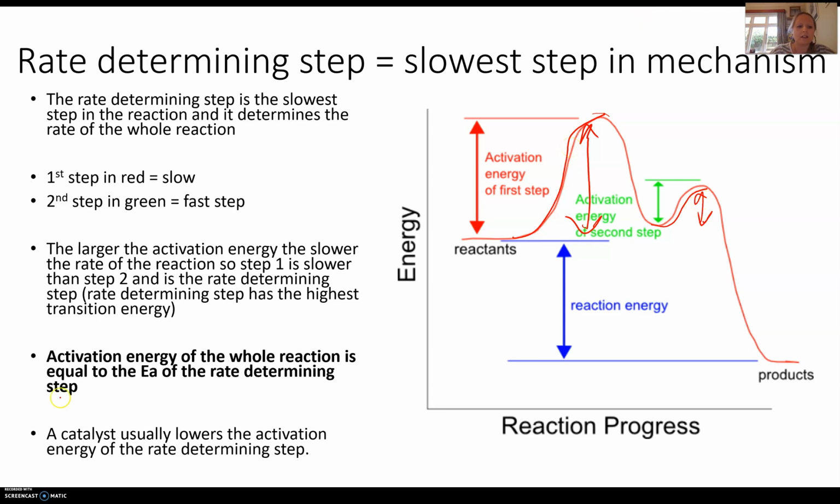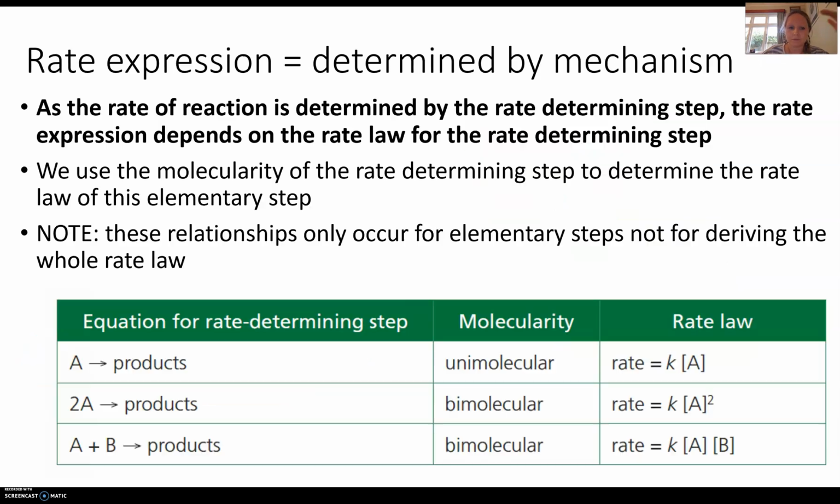So we say the activation energy of the whole reaction is equal to the activation energy of that rate determining step. So the rate determining step determines everything. So when we actually add a catalyst, just for future reference, the catalyst is actually added to lower the activation energy of that rate determining step.